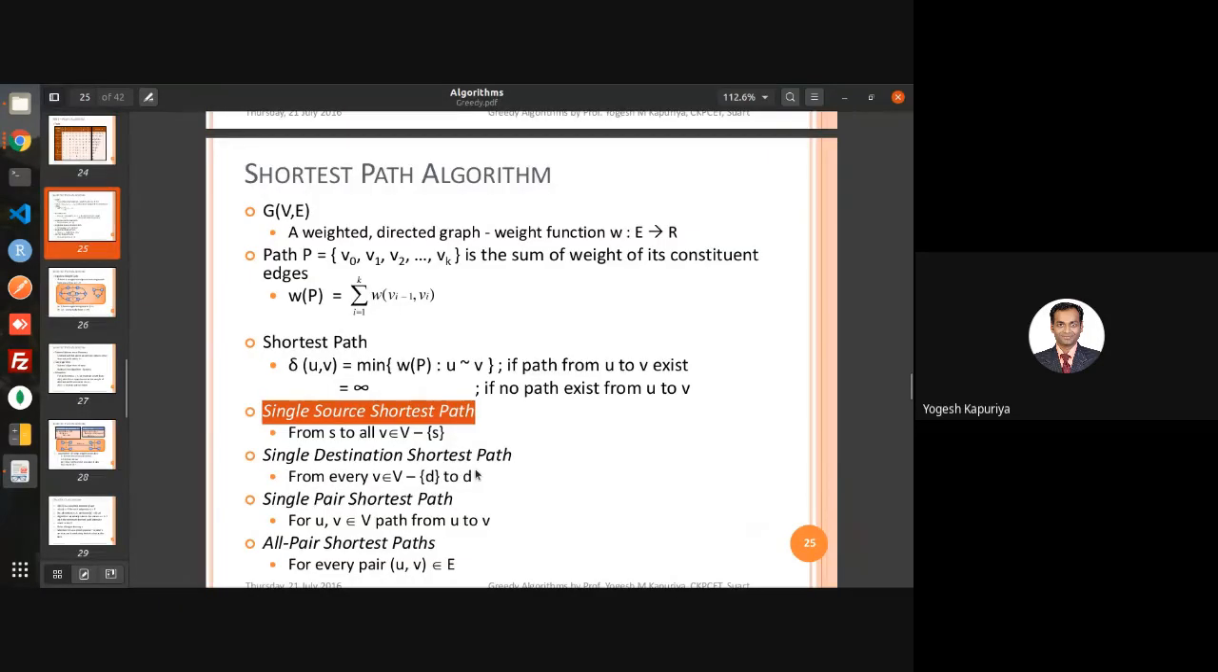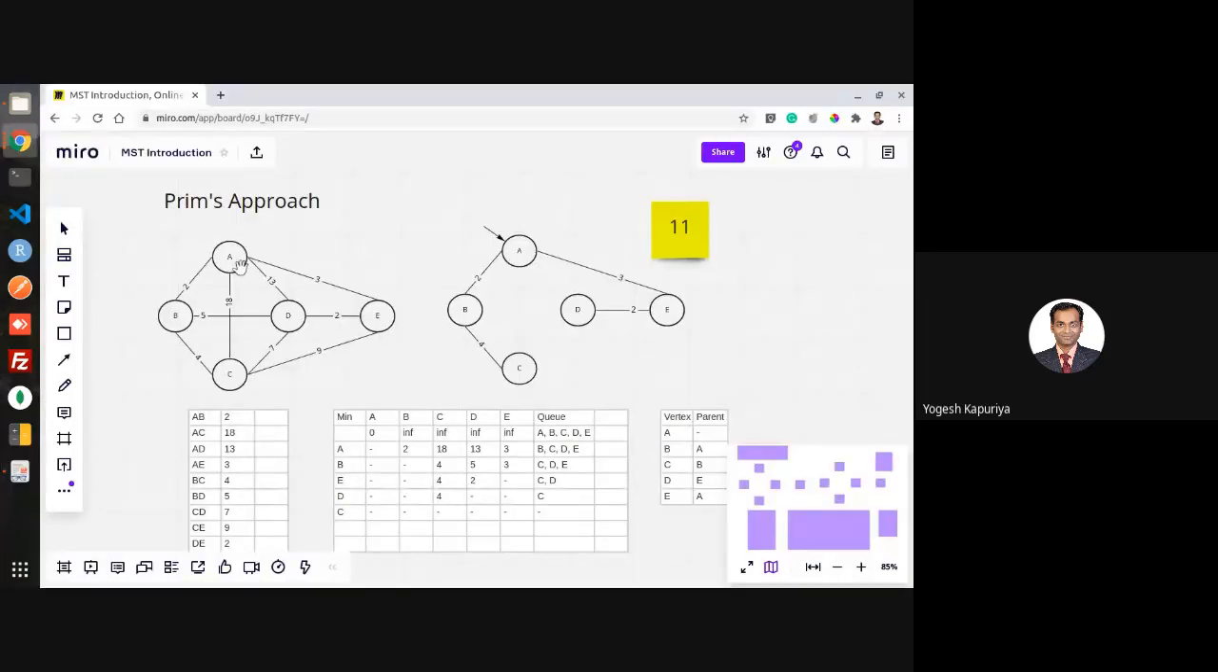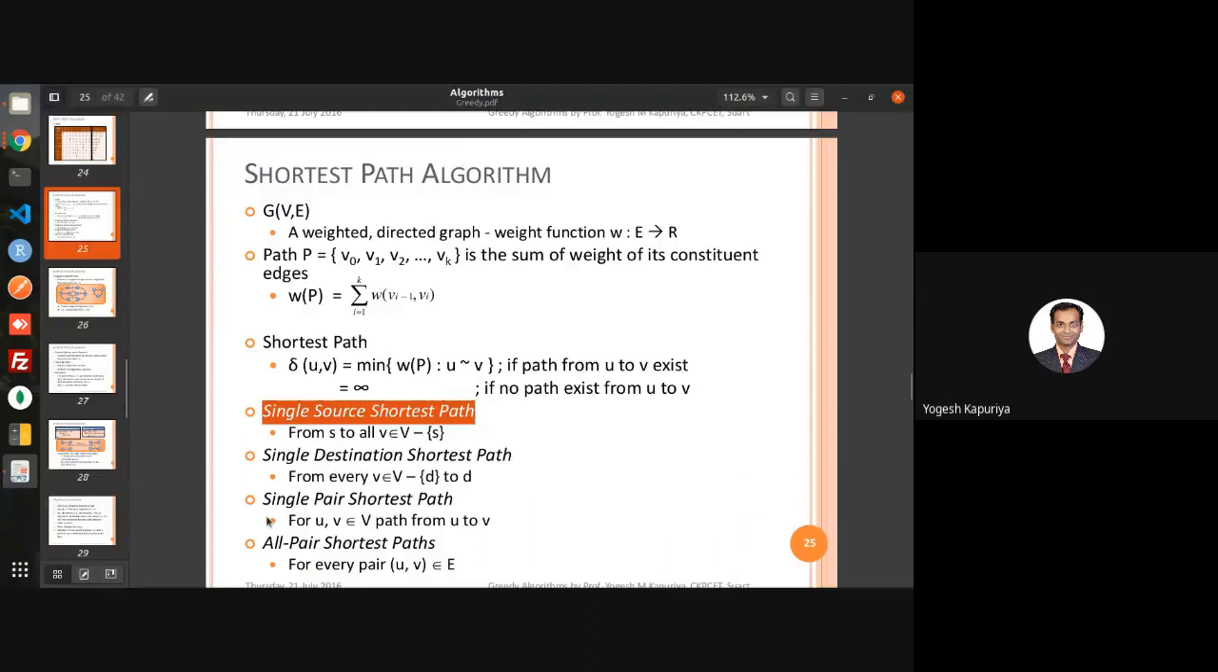Second version is single destination shortest path. The difference is, in case of the previous one, the source was given, like A. In the other one, the destination is given, like E. So now your objective is to find the shortest path from all the vertices to E: A to E, D to E, C to E, then B to E. So this is single destination shortest path.